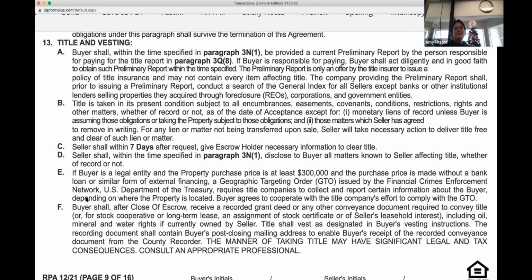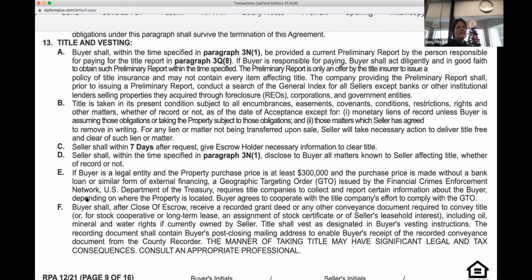The preliminary report is only an offer by the title insurer to issue a policy of title insurance and may not contain every item affecting title. The company providing the preliminary report shall, prior to issuing a preliminary report, conduct a search of the general index for all sellers except banks and other institutional lenders selling properties they acquire through foreclosure or REOs, corporations, and governmental entities.